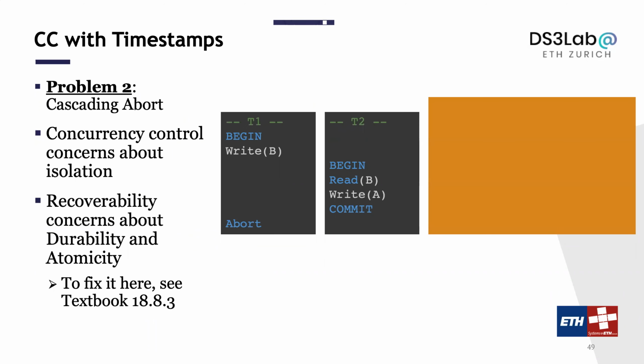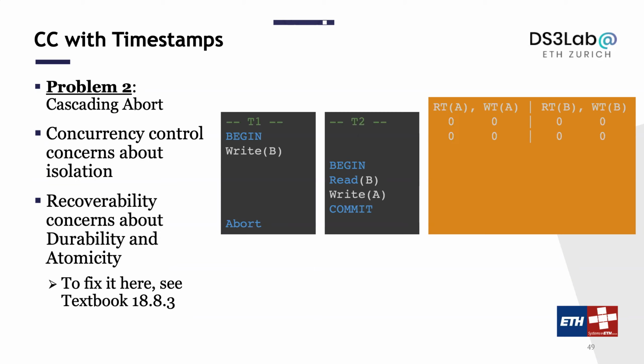Another problem is cascading abort. Whenever you are dealing with concurrency control with timestamps, this could also be a problem. Concurrency control is all about isolation, but it also interacts with the other properties that we want to enforce, for example, durability. So let's look at this example. Assume you have T1 and T2, and T1 happened before T2. T1 has timestamp 1, T2 has timestamp 2, and we try to understand the evolution of these four numbers, two objects.